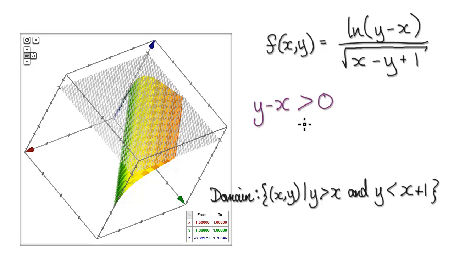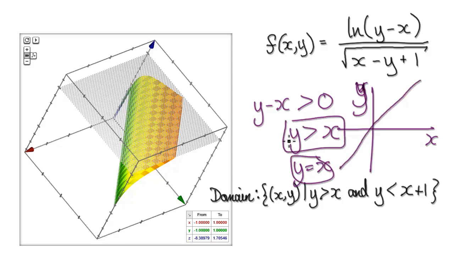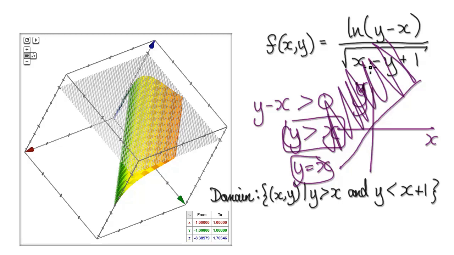So what does that mean? It means we'll add x to both sides. So it means that y must be bigger than x. So what does that mean? In your mind, draw the domain plane, and then draw y equals x. That will then give you this, and y bigger than x simply means all this region here. Okay, so that's the first part.